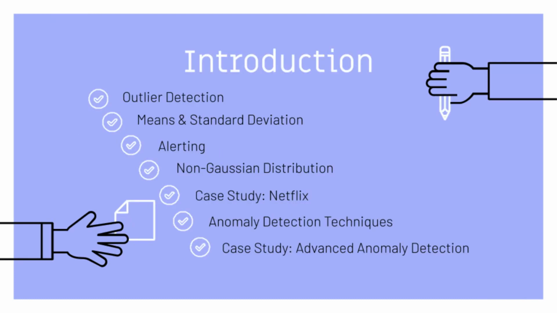Today, we will be talking about outlier detection, means and standard deviation, alerting, non-Gaussian distribution, a case study of Netflix, anomaly detection techniques, and a case study of advanced anomaly detection.